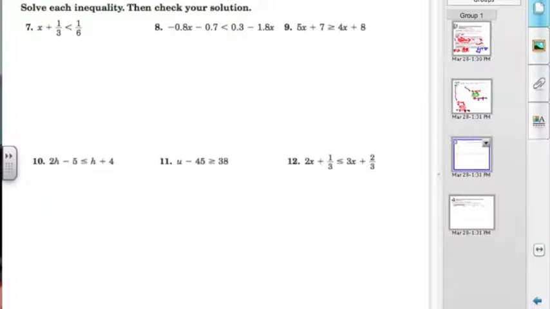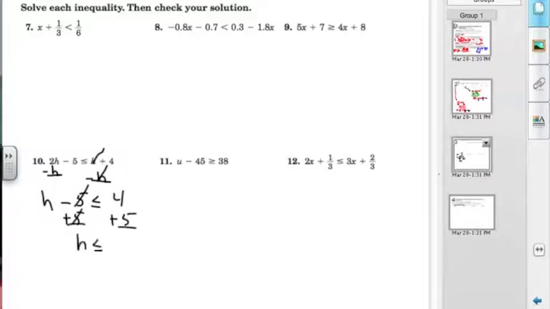Moving on to page 3. Looking at number 10, we have a variable on both sides and we have a constant on both sides. So I am going to move the h from the right-hand side. I'm going to cancel it out. I'm going to subtract h and subtract h. Cancel that out. So now I have h minus 5 is less than or equal to 4. I want to get the variable by itself, so I add 5. h is less than or equal to 9.